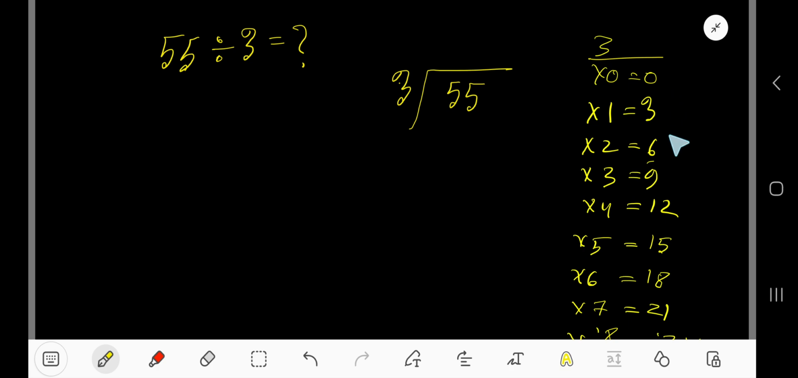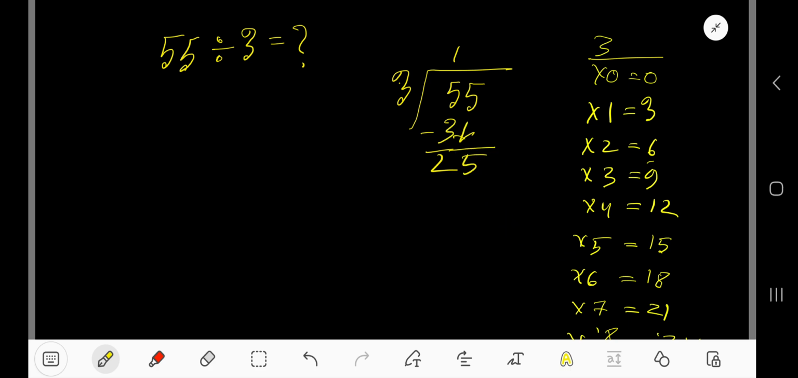0 plus 3 is 3, 3 plus 3 is 6, 6 plus 3 is 9, 9 plus 3 is 12, 12 plus 3 is 15, 15 plus 3 is 18. 3 goes into 5 how many times? One time. 1 times 3 is 3. Subtract, you are getting 2.